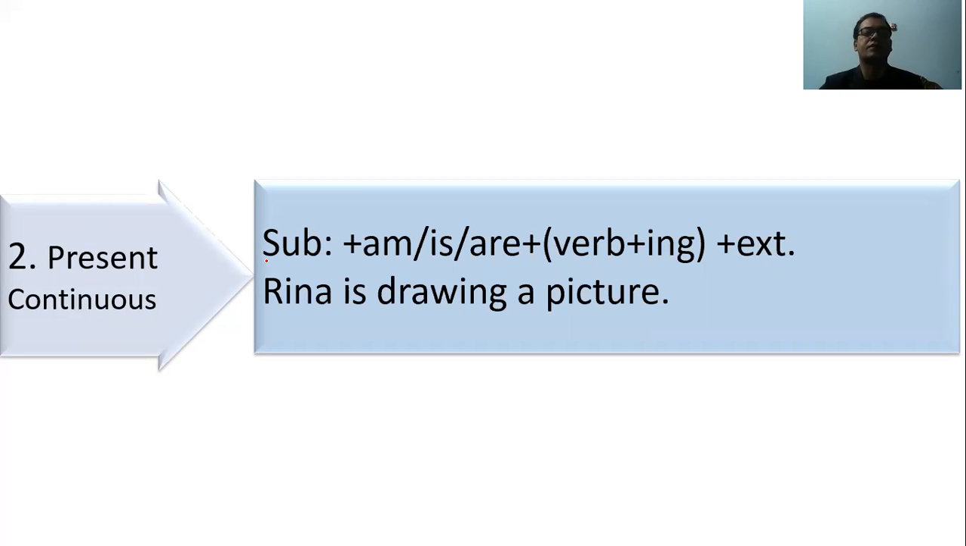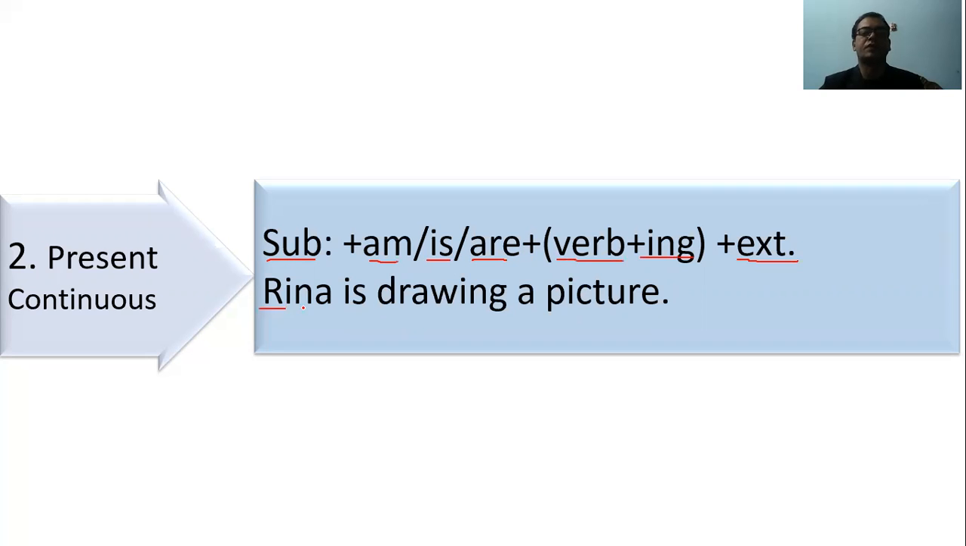Structure here: subject. Then you have to use an auxiliary verb, am or is or are. Then you have to use the base form of the verb with ing. Then you have to use here an extension or object. Suppose, an example for you.